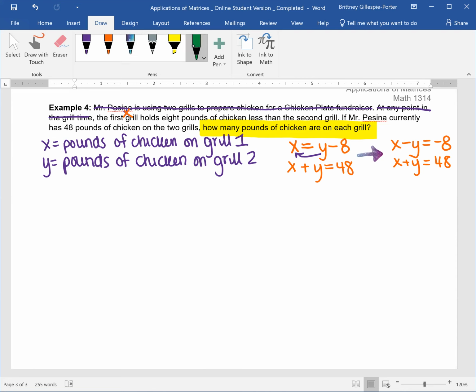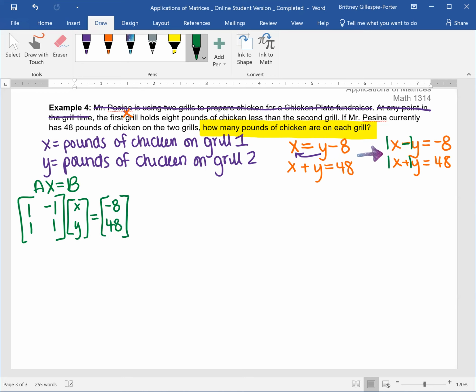And since we are in the matrices unit, you're going to write this in AX equal to B form. Remember, if you cannot see a coefficient in front of any of your variables, it is a 1. So this time A, top row is 1, -1, because we have minus Y. And bottom row is 1, 1. We have 2 equations with 2 unknowns, so A is a 2 by 2. X is going to be our variable matrix XY, and B is our constant matrix, what we are equal to, which in this case is -8 and 48.